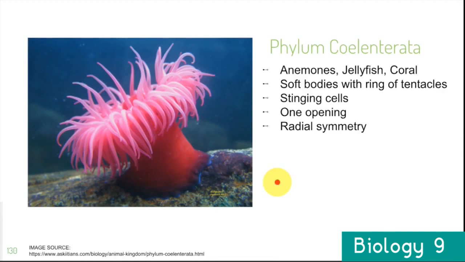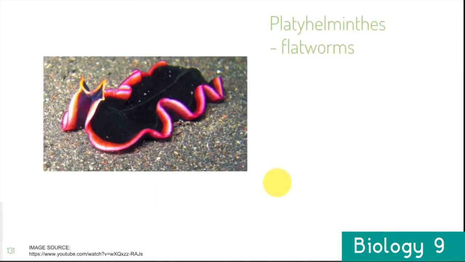Okay, next one is the flatworms. And there's all sorts of incredible looking flatworms in the world. Some of these are very vibrant, and a lot of them are very, very small. Some of the smallest ones are as small as 1 millimeter. Some of them grow up to about 30 centimeters.